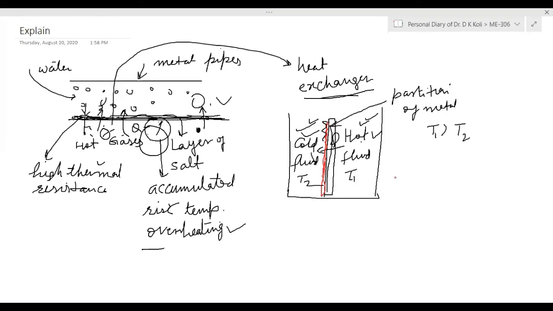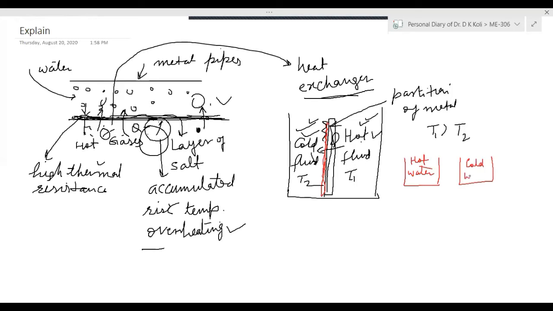Okay. So this time making clear. In this case, we use some mechanism. Suppose we are having two fluids. You can say we are having some hot water in one container and cold water in another container. Hot water and cold water.